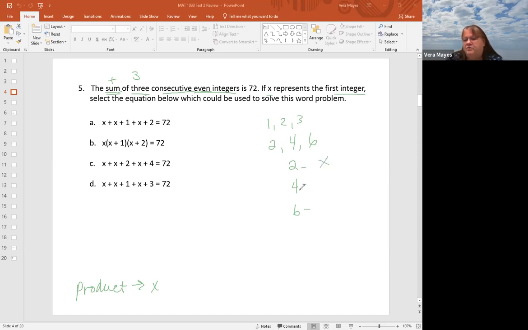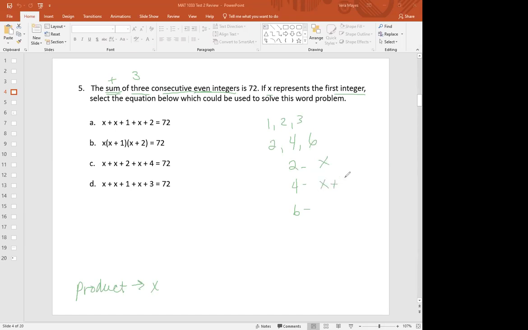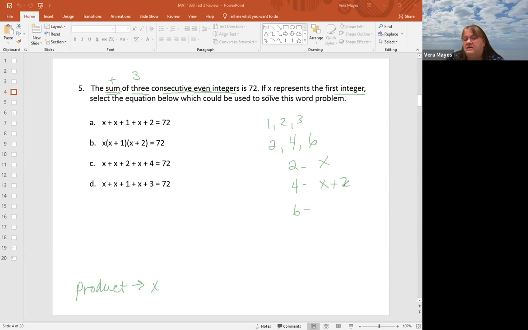How did I get from 2 to 4? Added 2. We added 2. How did I get from 4 to 6? I added 2 more, right? So this would be consecutive even integers. So it says sum, so it would be add them up. So add the first plus the second plus the third equals 72.